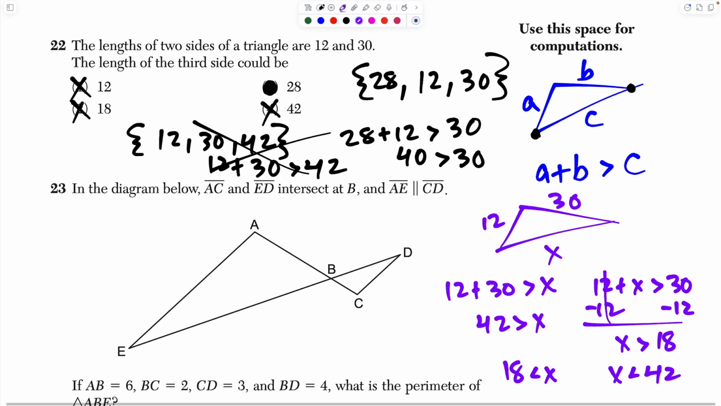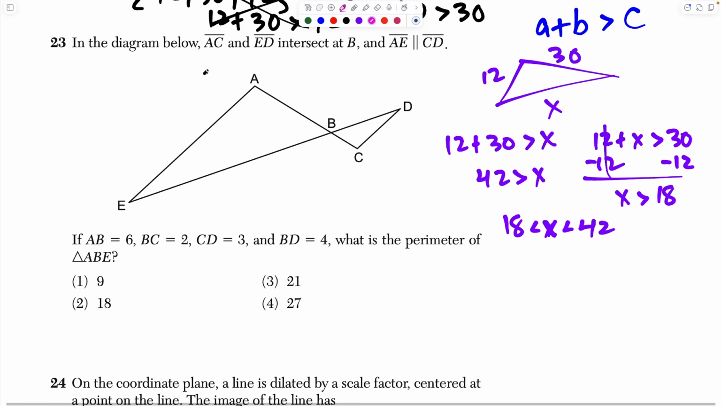And now watch what happens when I squeeze these two statements together. So if 18 is less than x and x is less than 42, then x has to be between 18 and 42. And the only answer choice that is between 18 and 42 is choice 3.